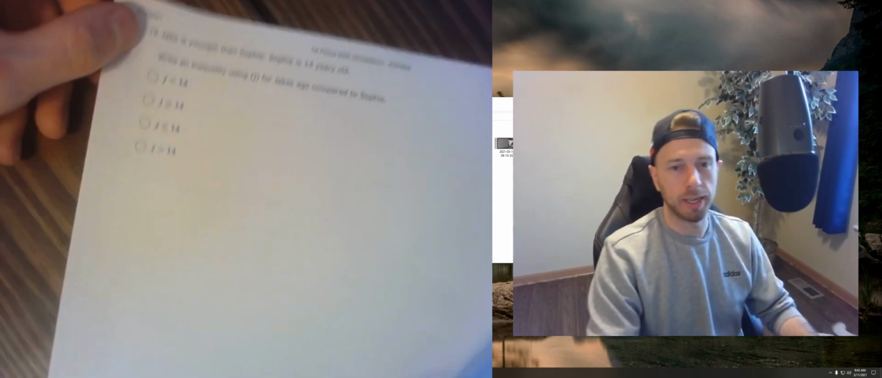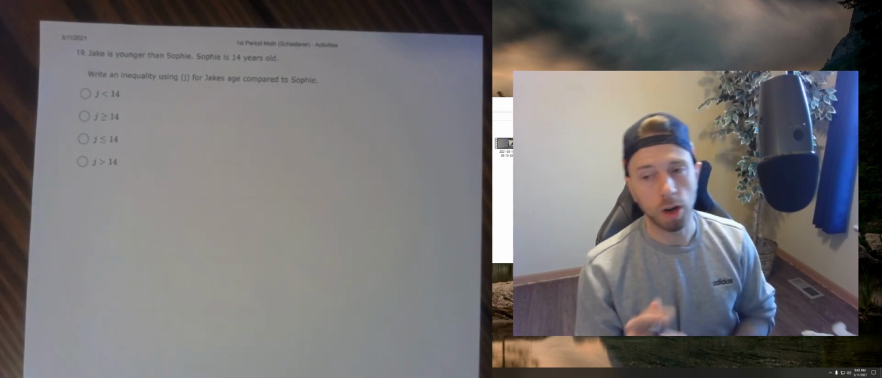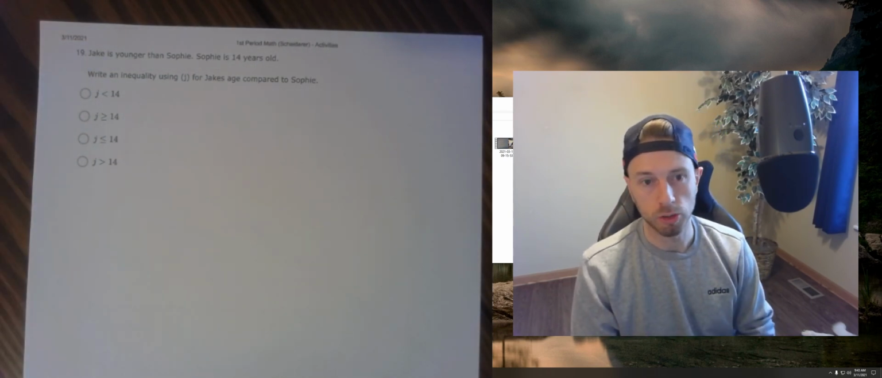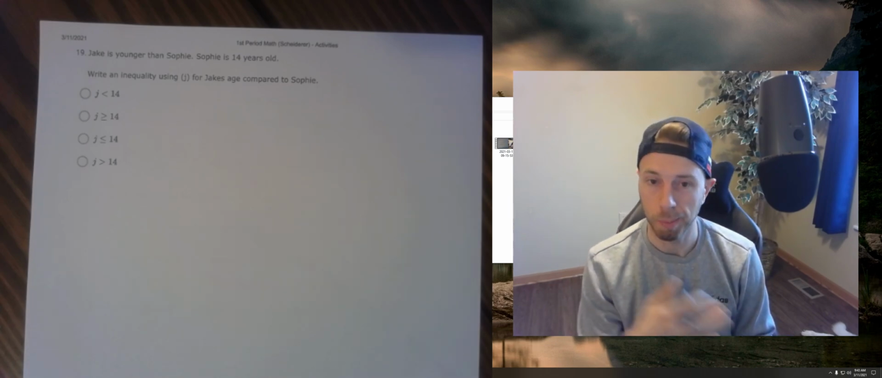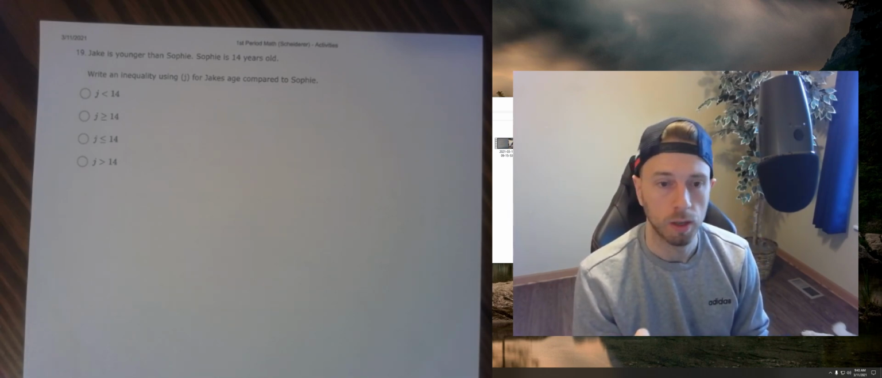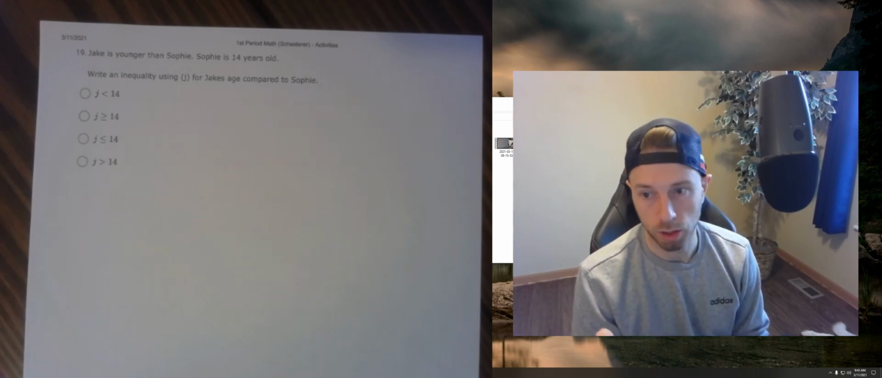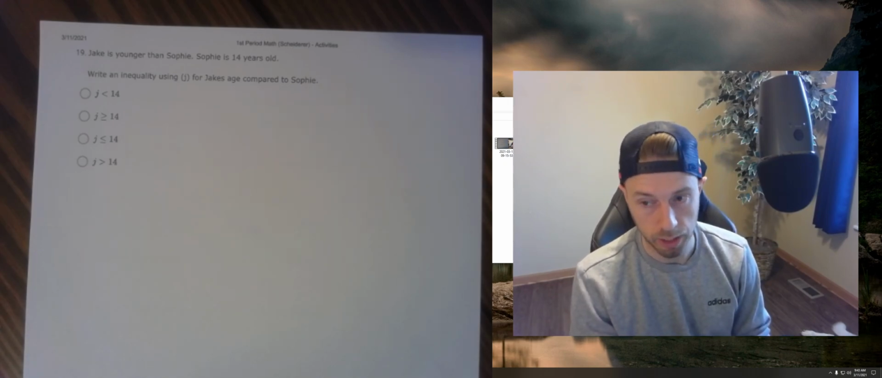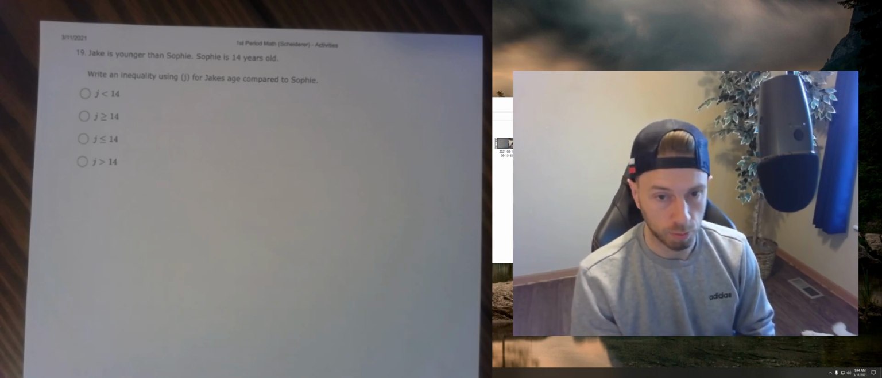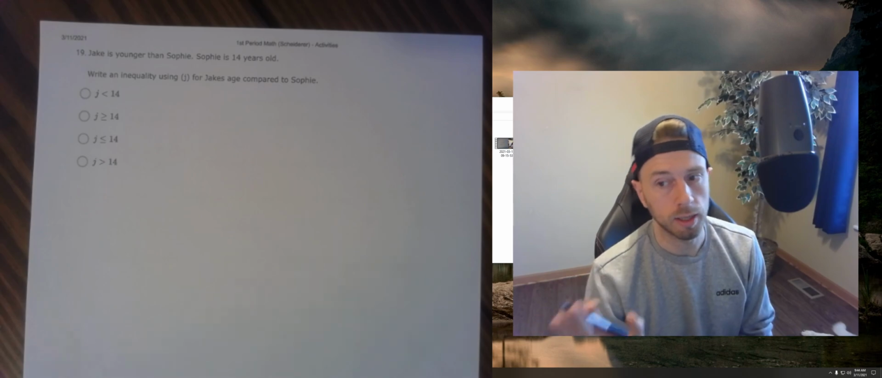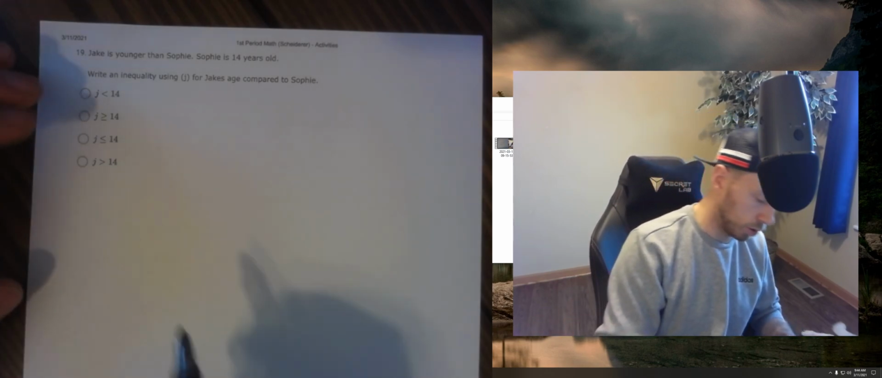And then finally, number 19 here. Jake is younger than Sophie. Sophie is 14 years old. Write an inequality using J for Jake's age compared to Sophie. J is younger than her, so his age is less than Sophie's age, and Sophie is 14. So Jake must be less than 14. Cannot be equal to because it does not say that he could be her age, just less than. So we're looking for J is less than 14.